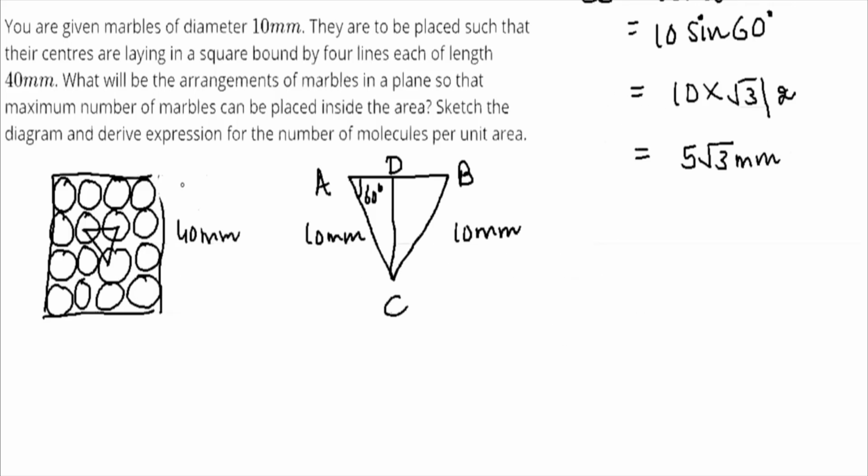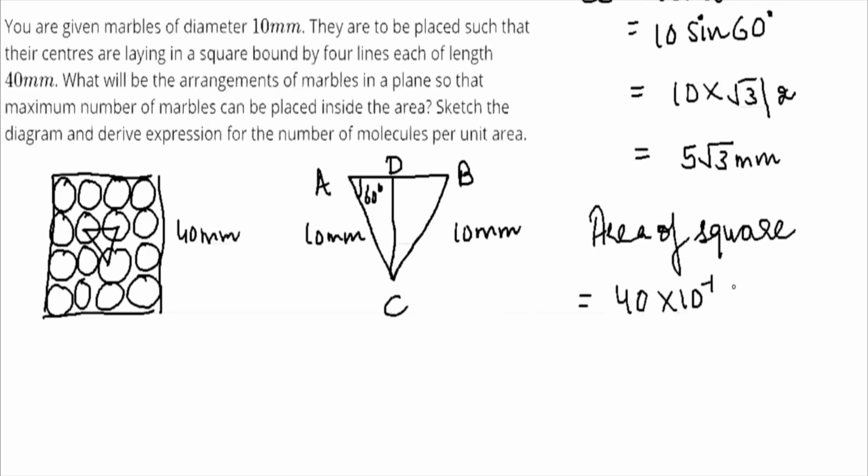Now we have to find out the area of this square, the square which has these spherical marbles. So how will you find out the area? Let me write down the area of a square. It will be equal to 40, the length of each side, into 10 raised to the power minus 1, into 40 into 10 raised to the power minus 1. Now why am I multiplying this with 10 raised to the power minus 1 two times?